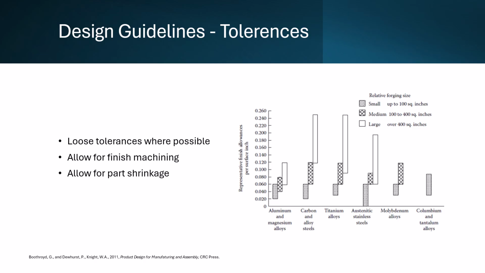Allowances should also be added for part shrinkage. As the part cools, it will contract some amount depending on the material properties. The part should be designed slightly oversized to account for this shrinkage.